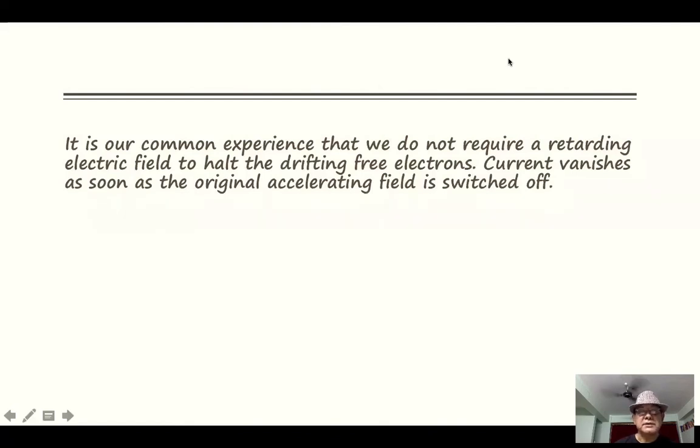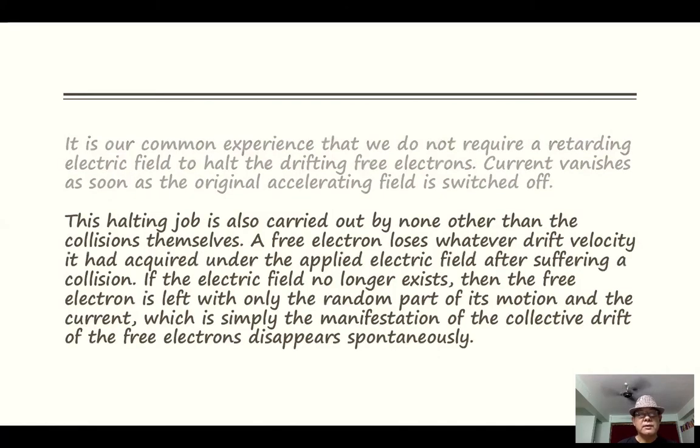It is our common experience that we do not require a retarding electric field to halt the drifting free electrons. Current vanishes as soon as the original accelerating field is switched off. This halting job is also carried out by none other than the collisions themselves. A free electron loses whatever drift velocity it had acquired under the applied electric field after suffering a collision. If the electric field no longer exists, then the free electron is left with only the random part of its motion, and a current, which is simply the manifestation of the collective drift of the free electrons, disappears spontaneously.